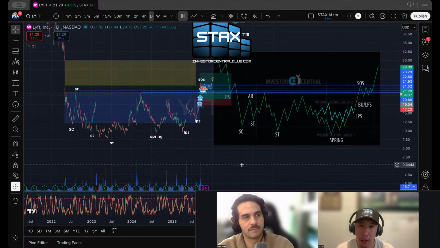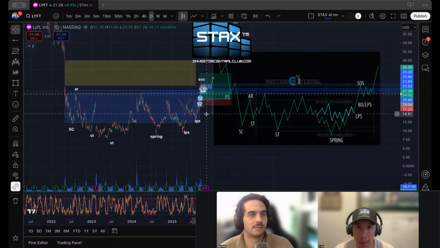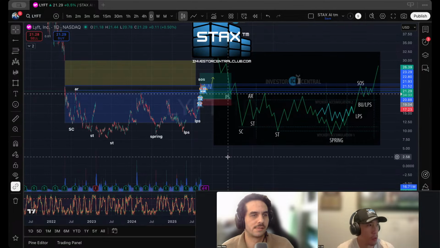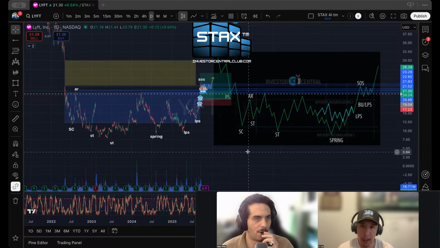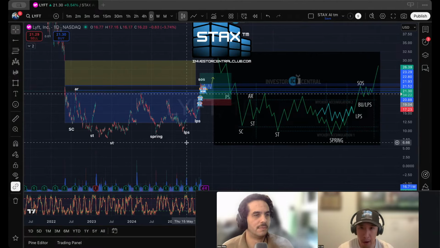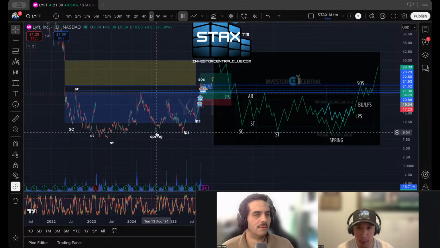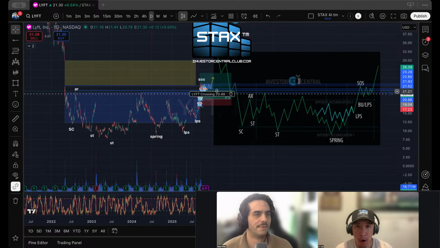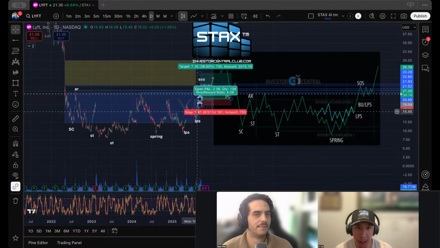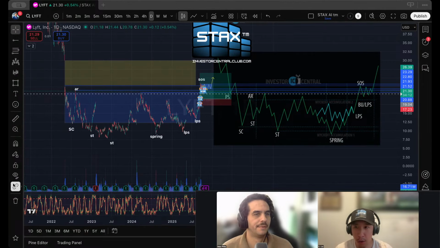It is the future. So the thing about this chart, and this is what I love, these are some of my higher probability, higher conviction type of plays that I've noticed. Number one, you have STAX AI shouting out this play when we're either down near the spring in the LPS, which is called the last point of supply, or even up here when we're starting to see what's called the sign of strength, SOS.